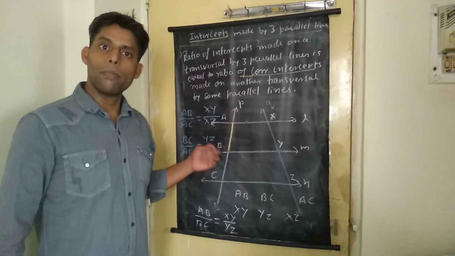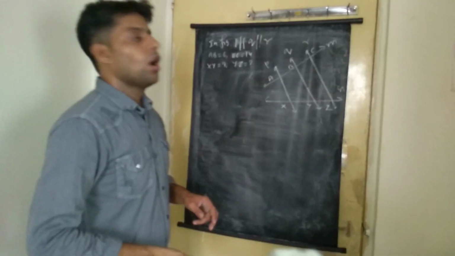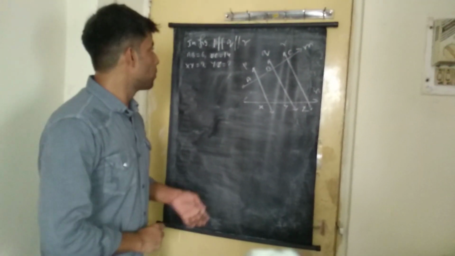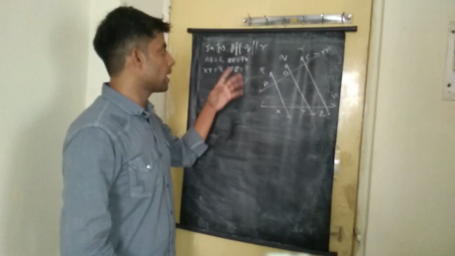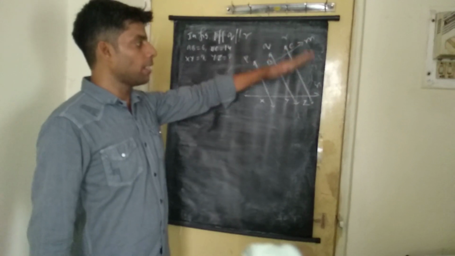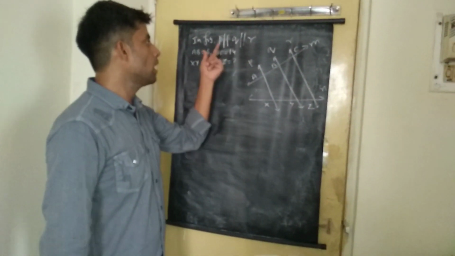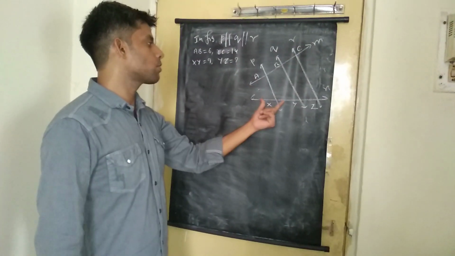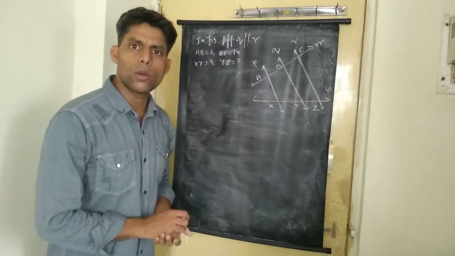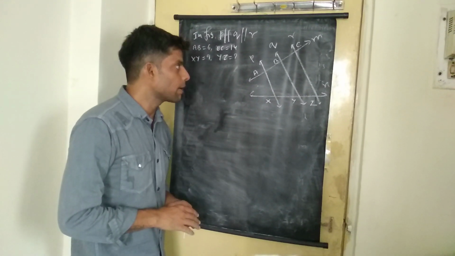Now we'll do a problem based on this so that you can understand it in a better way. Okay students, here we have one example. The figure states that line P is parallel to line Q parallel to line R, and lines M and N are transversals. We have the values of a few segments: AB is 6, BC is 14, XY is 9. We are asked to find YZ.